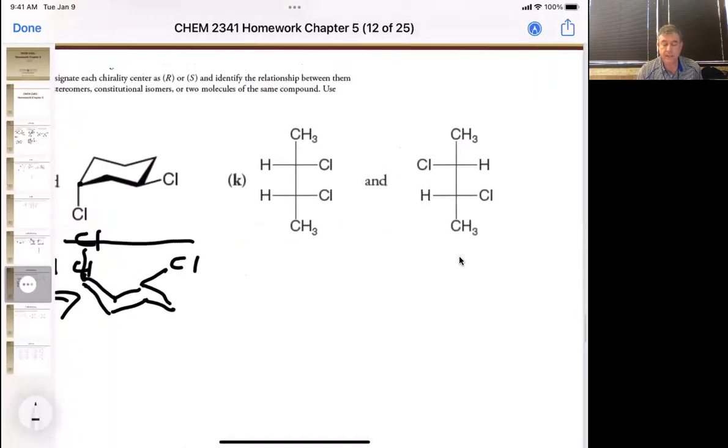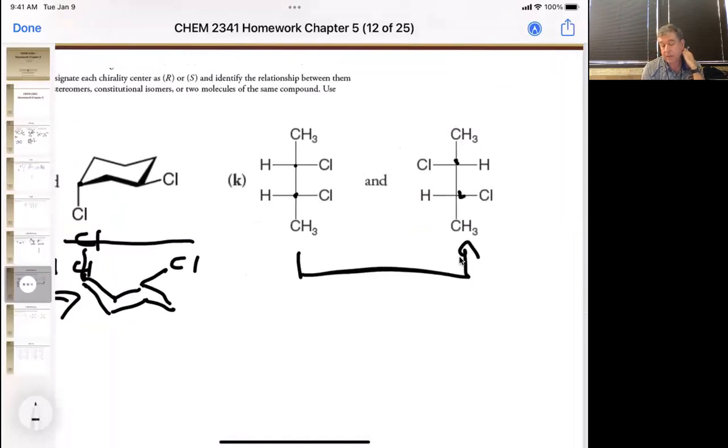So in this case here, we have diastereomers. Okay, why do I say we have diastereomers? Well, we have 2 chiral centers in each right here, and they're not mirror images of each other, so they can't be enantiomers, okay? But because they have all the same connections, they must be diastereomers.